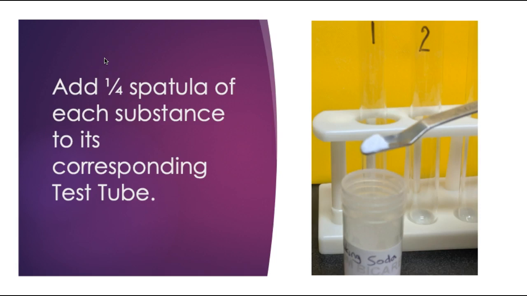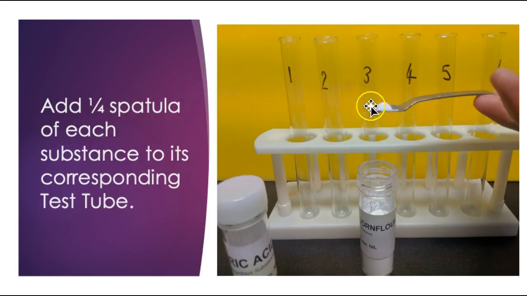So the first step is this. You need to add about a quarter, and I do mean a quarter, don't go overboard here, a quarter of a spatula of every substance to the corresponding test tube. So this is about all you need. That first one there is baking soda. And here's me adding the second one here to test 2, which is corn flour. Note just a quarter of a spatula for each of them into the bottom of the test tubes.